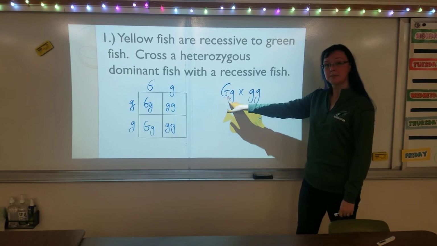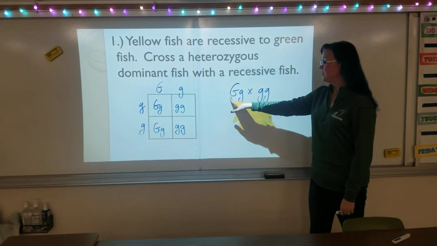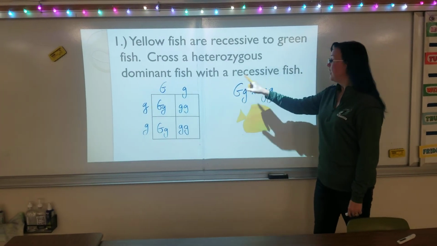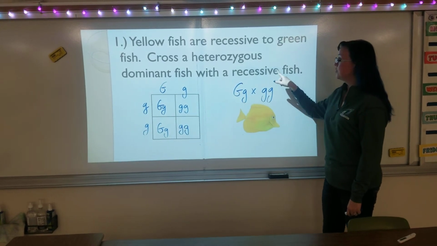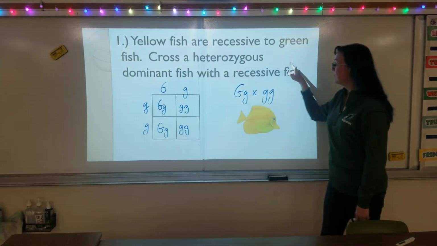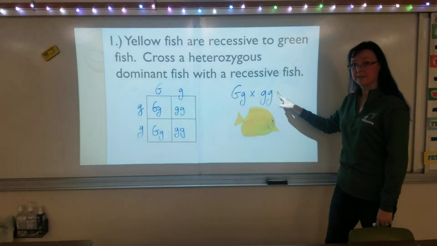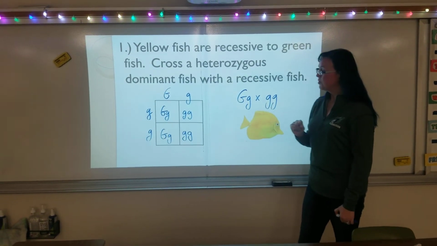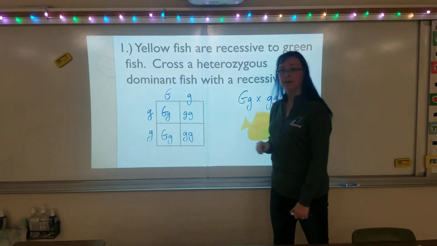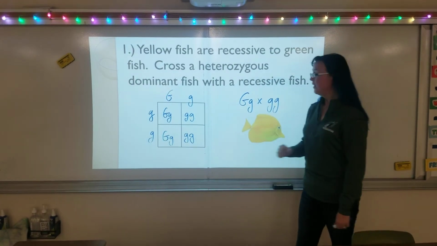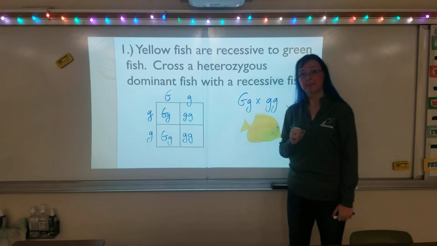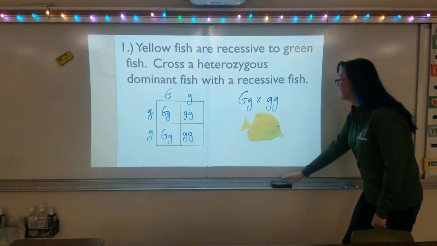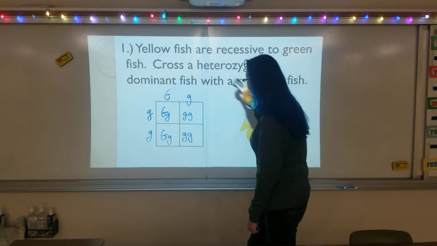We're going to cross a heterozygous dominant. So heterozygous means that they're different, and it's dominant, so it's got 1 uppercase letter. And we're going to cross that with a recessive fish. Remember, recessive is yellow, and to make recessive, we have to have lowercase letters. So then I filled in our Punnett square down here. So 50% of our offspring are going to be green, 50% of our offspring are going to be yellow. Okay, let's do some more together and see how you do.